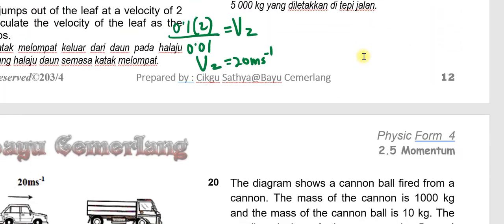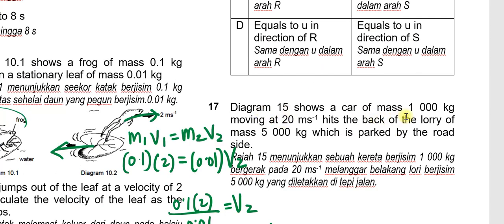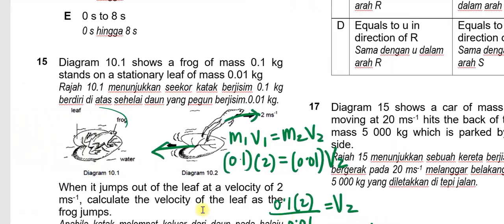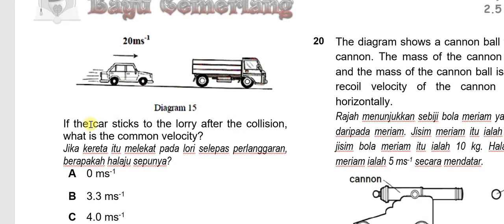Okay, question 17. Diagram 15 shows a car of mass 1000 kg moving at 20 meters per second and hitting the back of a lorry of 5000 kg which is parked. That means it is stationary. Parked means stationary. If the car sticks to the lorry, it means inelastic. What is the common velocity, V?